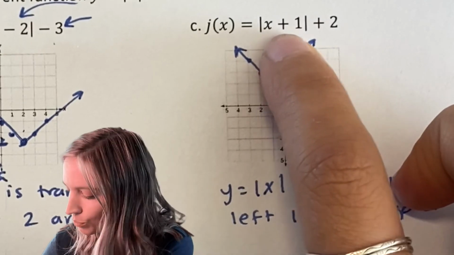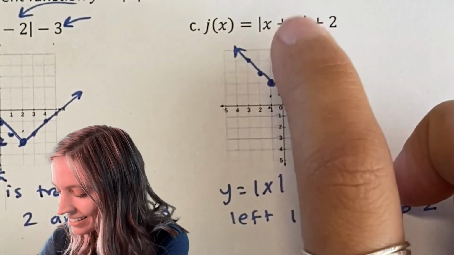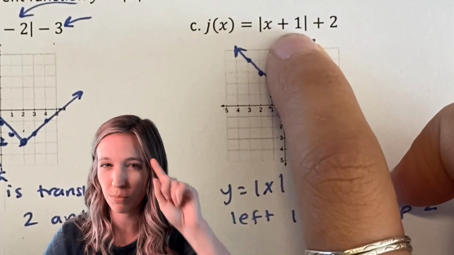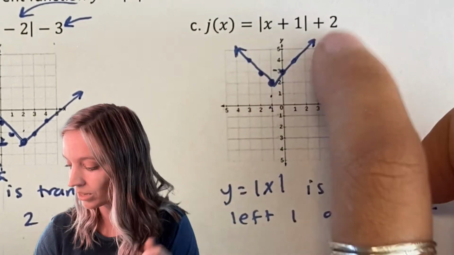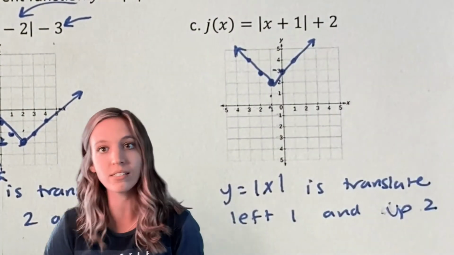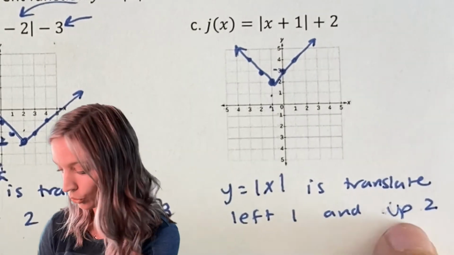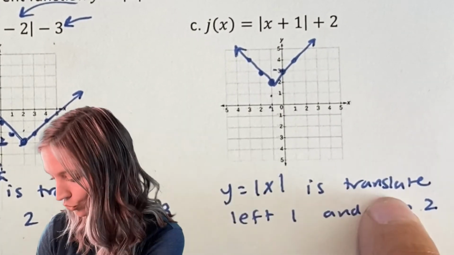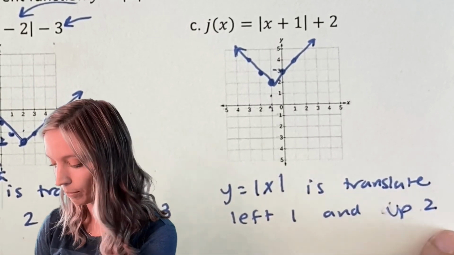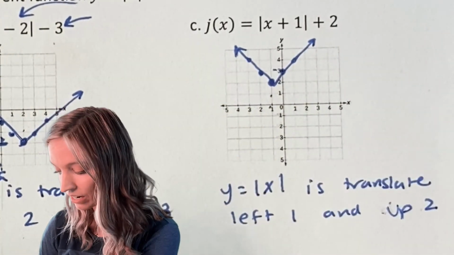Absolute value of x plus 1, plus 2. Okay, inside opposite. So we see that plus 1, we should be thinking left 1. So that's translated left 1. Plus 2, outside same, so plus is gonna be up 2. So I've got my absolute value graph, y equals absolute value of x, translated left 1 and up 2. So my vertex is at (-1, 2).